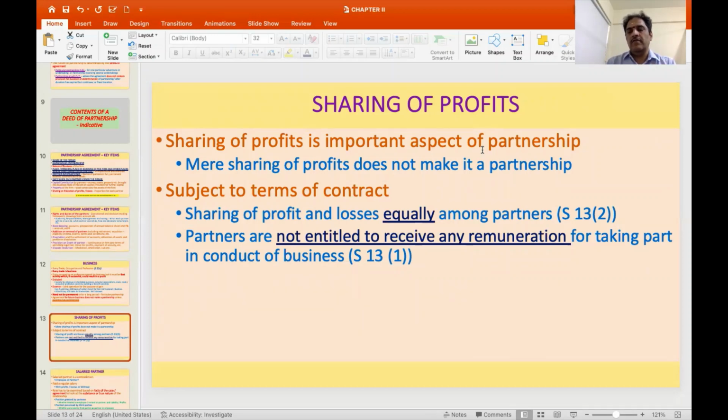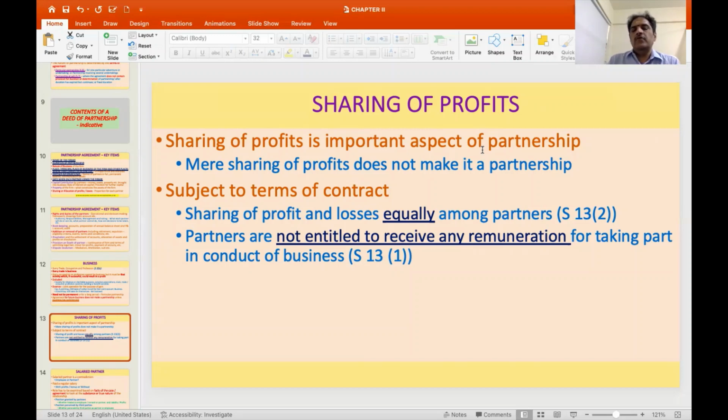So we'll have to see the facts and circumstances to ascertain whether this sharing of profits will be eligible to be treated as a relationship of partnership or not. It's just one of the elements, but it is not the only element or the most determining element. Then, subject to contract, section 13.2 and 13.1 talk about the profit, etc.